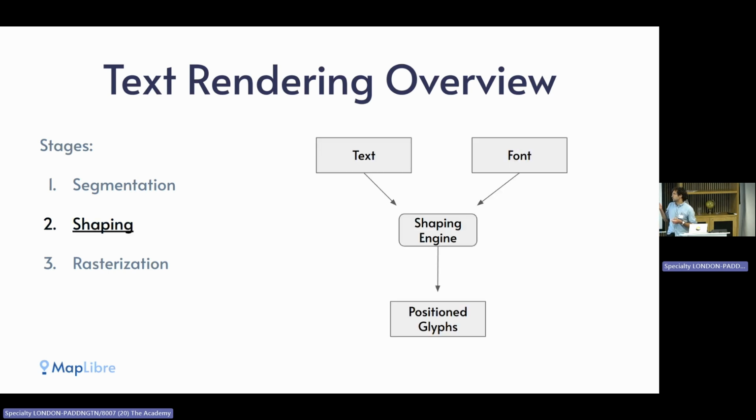The responsibility of shaping is you have some text, often stored as strings in the Unicode format, and then you have some font. To turn this into something which we call positioned glyphs, or the thing that you can put on your screen somewhere, we need a shaping engine.